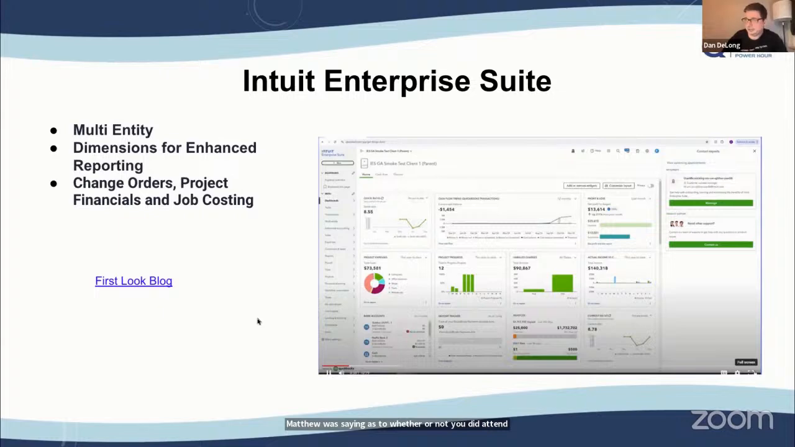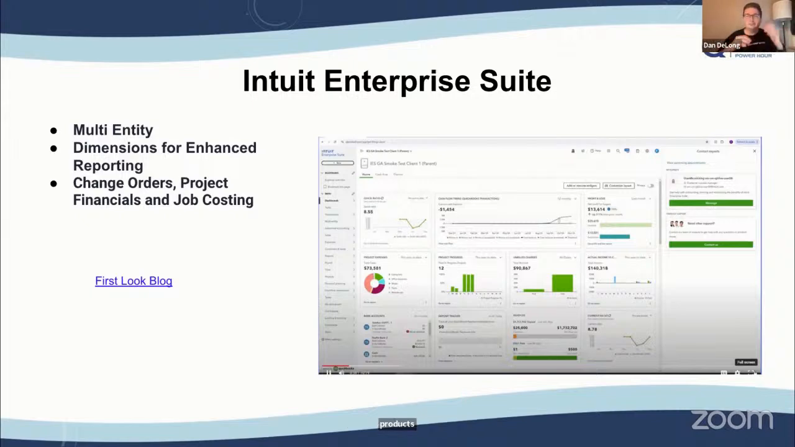But we want to talk a little bit about the Intuit Enterprise Suite. It is sexy, and it comes with a sexy price tag. And they won't tell us what that price tag is, right? Because it is a compilation of Intuit products and services, potentially.